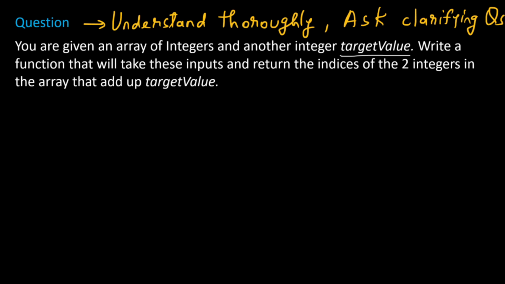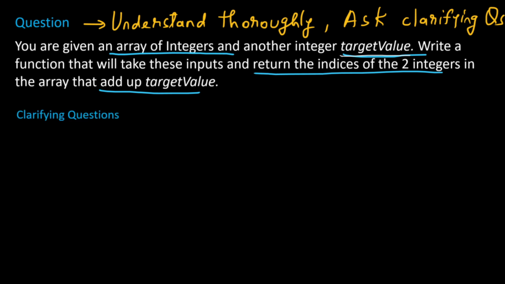Now, in this question, it says that we are given an array of integers and we are given one more integer, called the target value. And we need to check whether any two elements in the array add up to the target value, and if so, then we need to return the indices of those two integers in the array. So that's the question.